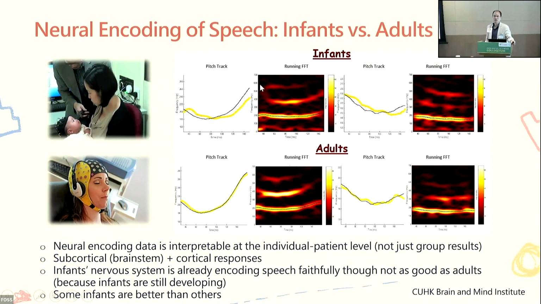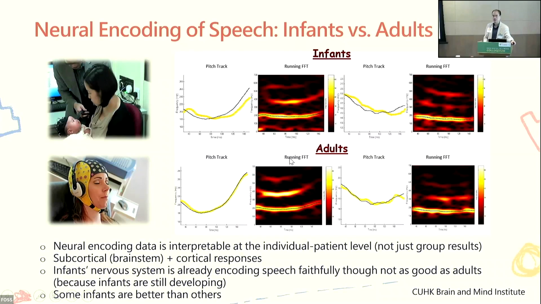So we have some examples here of infants and adults encoding the rising tone. The black line is the pitch contour of the speech sound that we present to the subject. This is a group of infants and this is a group of adults. You can see that the adult, on average, this is averaged across a group of adults, the signals look very good. Infants are actually not bad, but not as good as adults because their central nervous system is developing.